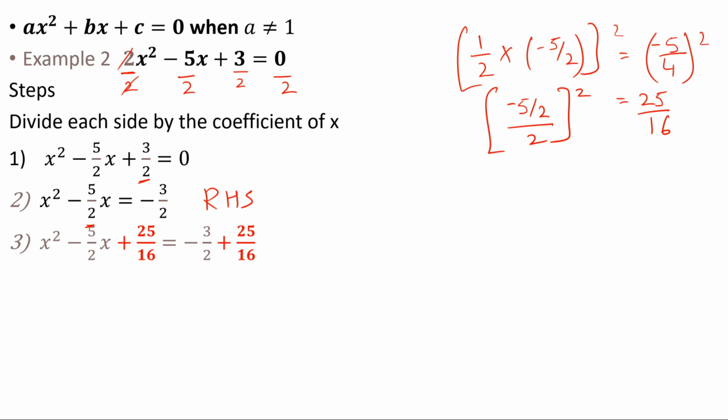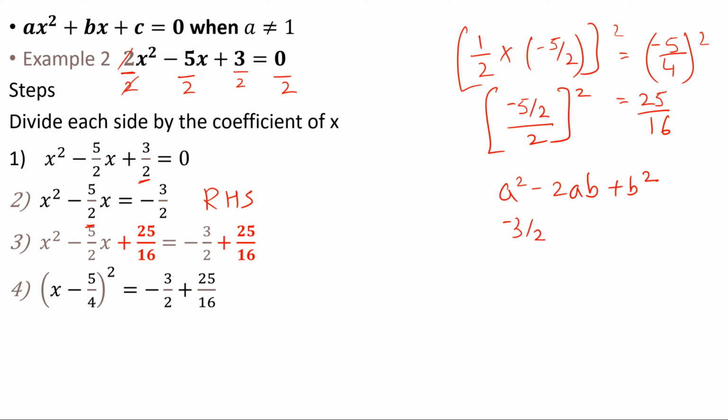Now see, the left hand side would become a perfect square, as in it is in the form of a squared minus twice ab plus b squared. So we can write it as a minus b whole squared, right? So that would be x minus 5 over 4 squared. Okay. And the right hand side we need to simplify. So minus 3 over 2 plus 25 by 16. Make common denominator 16. So this would become minus 24 plus 25 by 16, which is 1 over 16.